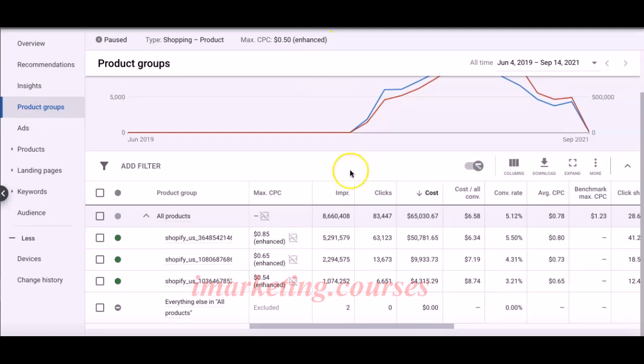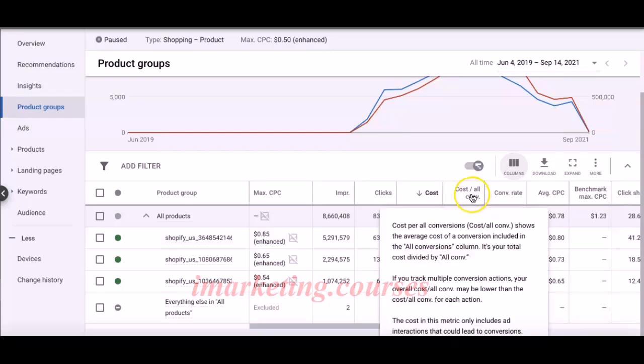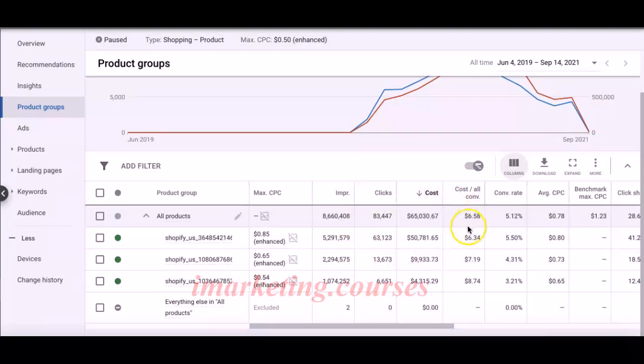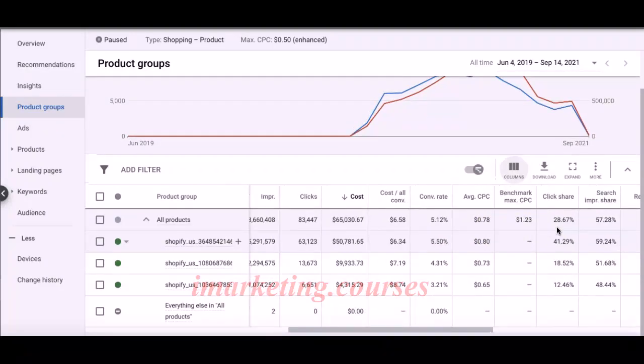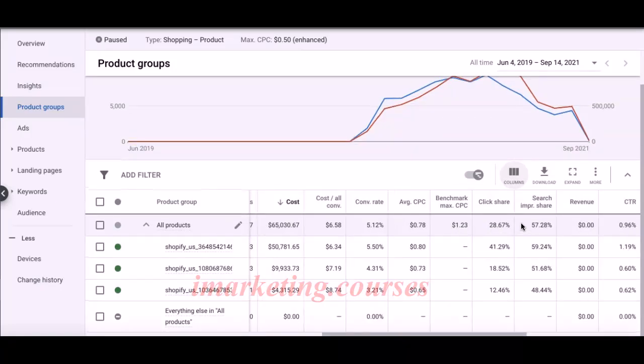Okay. So in this column here, looking at impressions, this is telling me how many impressions I've got, over whatever amount of time, whatever date you put here. Then here is the clicks and the cost, and this is the cost divided by all conversions, which is the cost per purchase, and then the conversion rate, and then the average cost per click it's costing me, and then we have the benchmark CPC, which is basically the max somebody's bidding for these specific products or keywords.